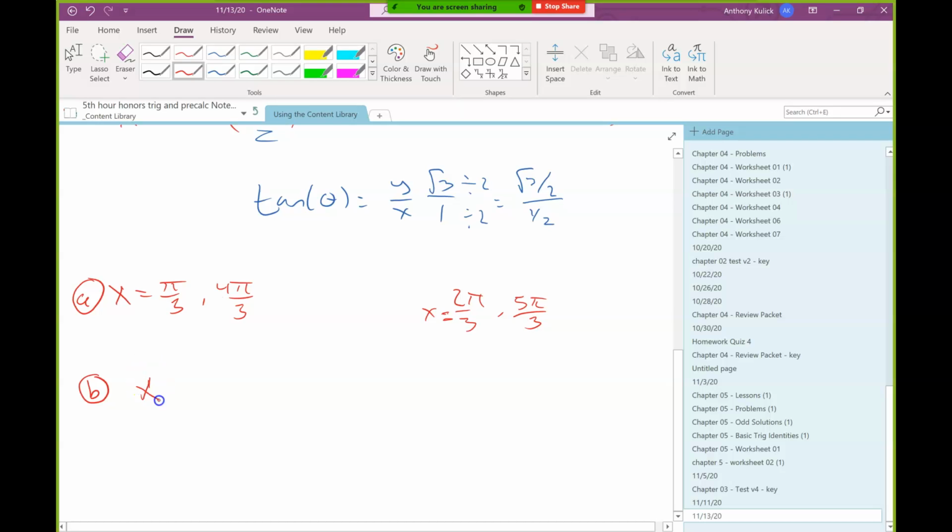Okay, so part B, we're looking at the interval of all real numbers. So all I need to do there is just take each of these answers and add a 2 pi k at the end of it.